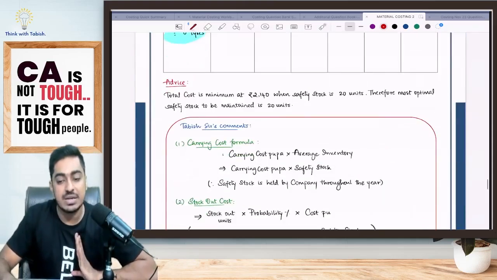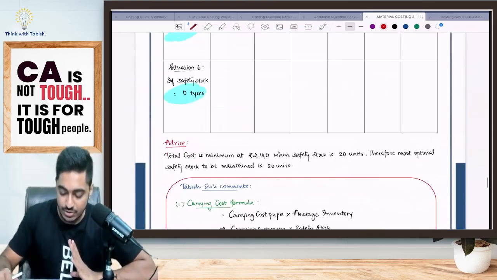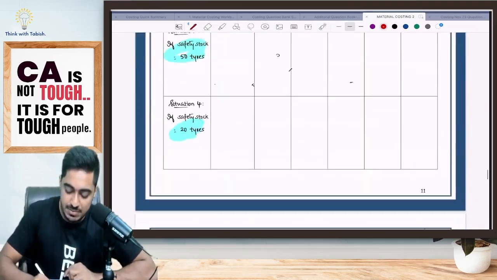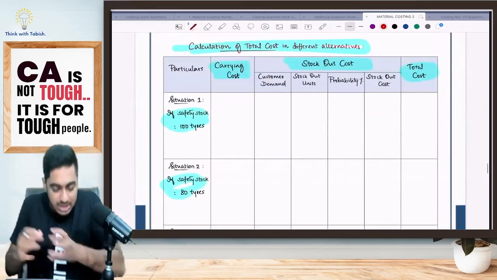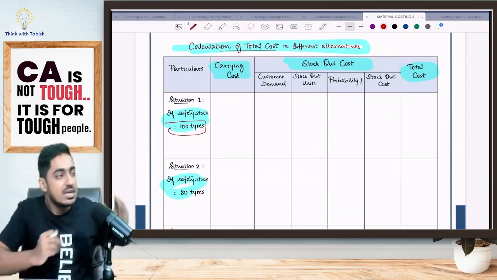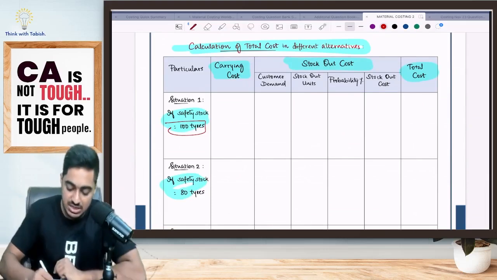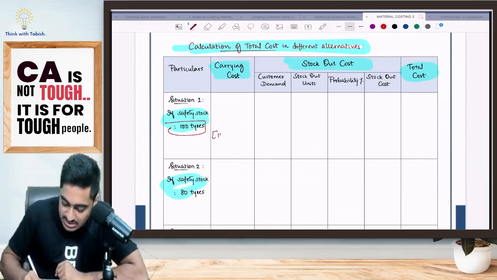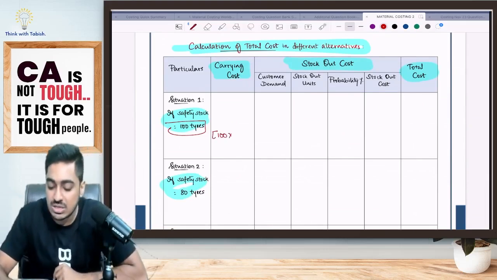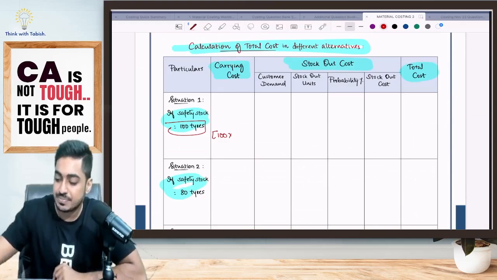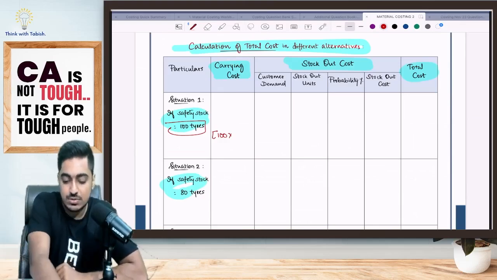Pointers, comments, all those things I have put at the end for your revision. Don't worry. If I am having 100 tires as safety stock, that means separately I have kept 100 tires. Year starting also 100 is there, year in between also is there, year end also it is there. That means 100 tires is my safety stock. For 1 unit, what is the carrying cost, students?